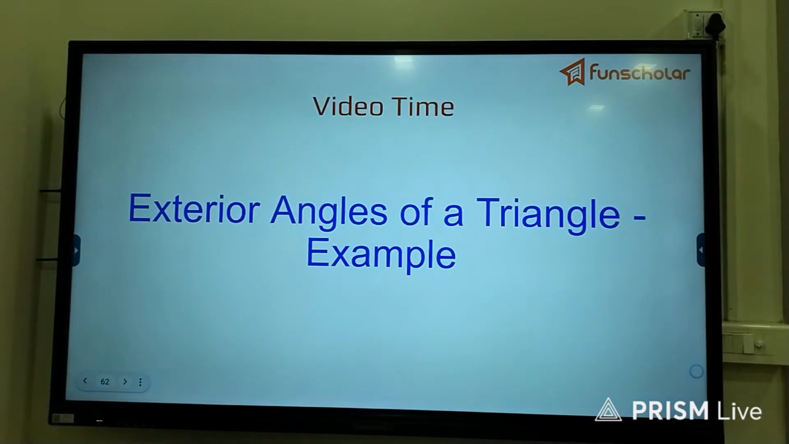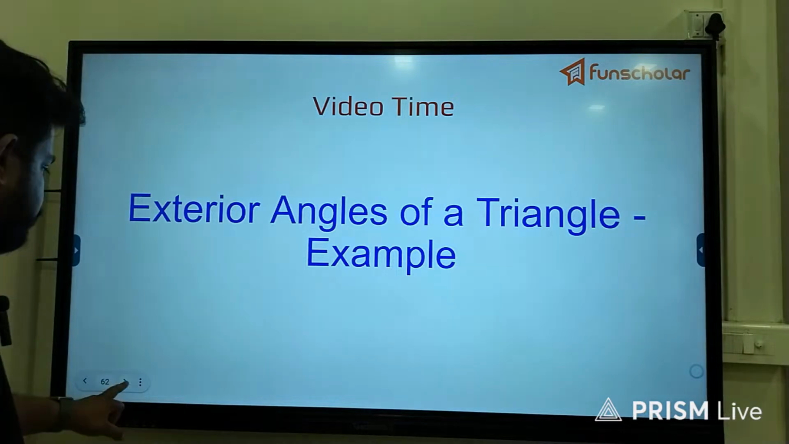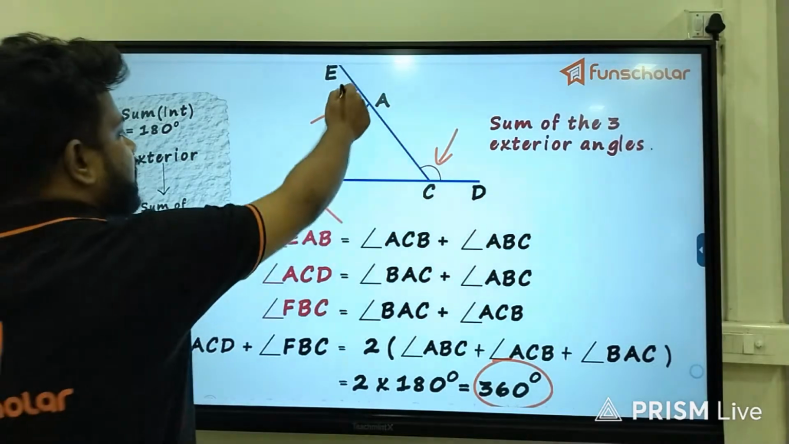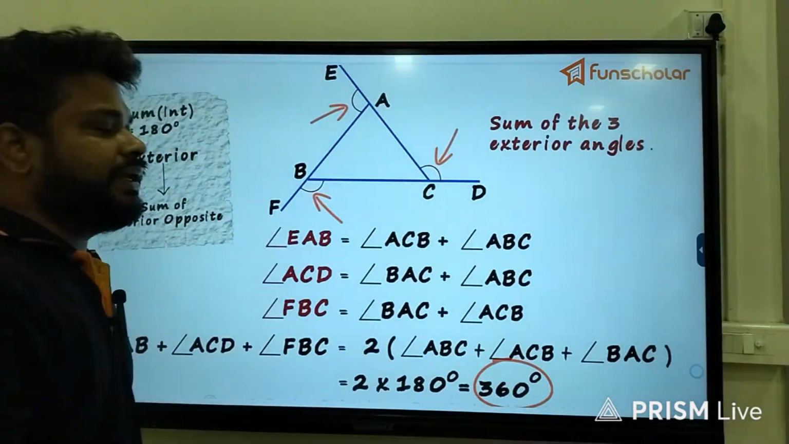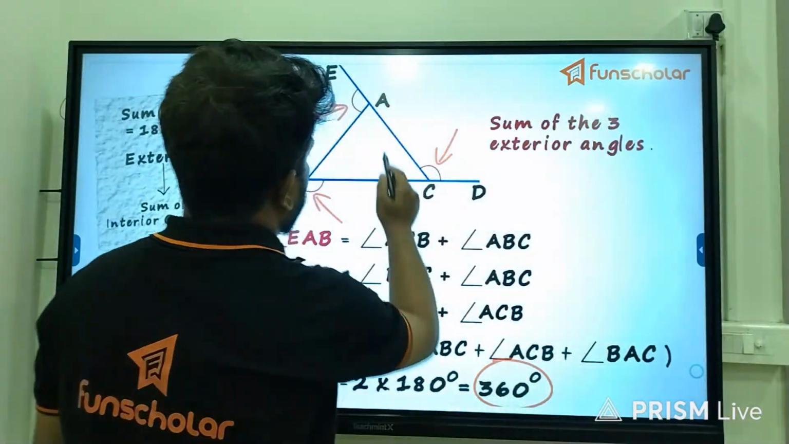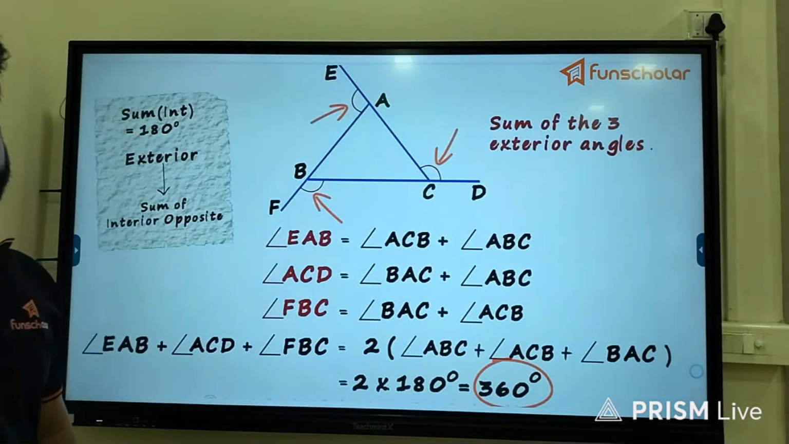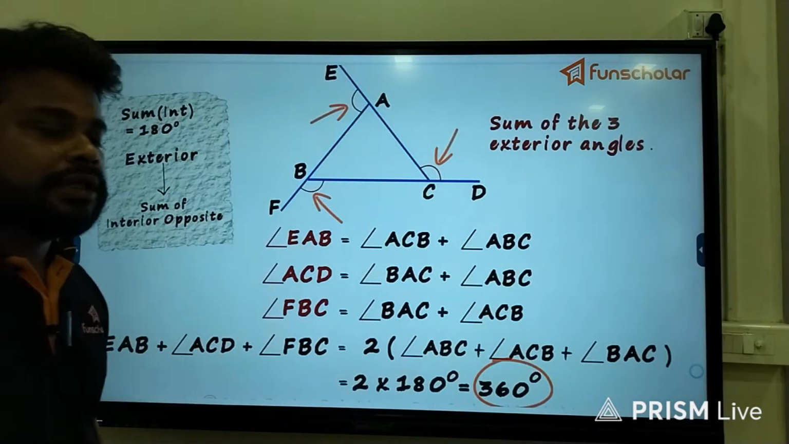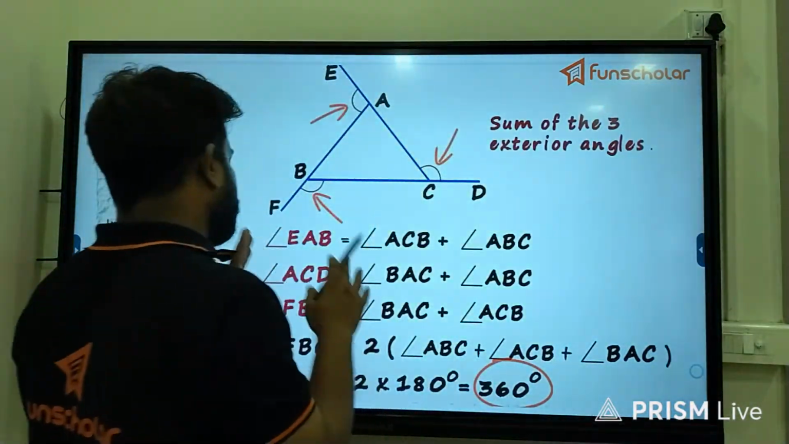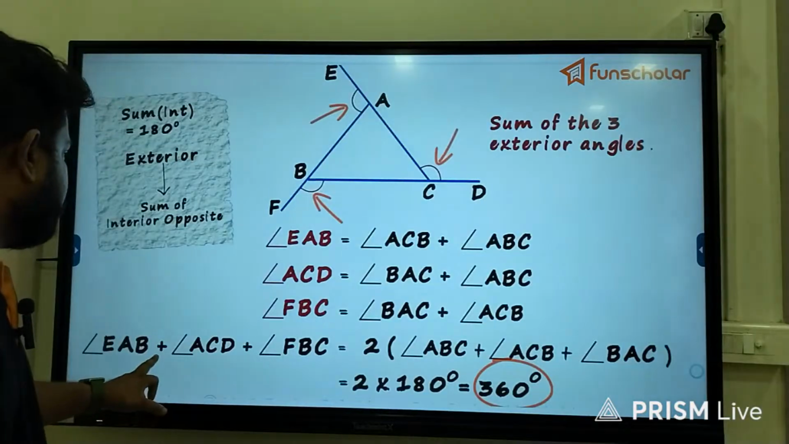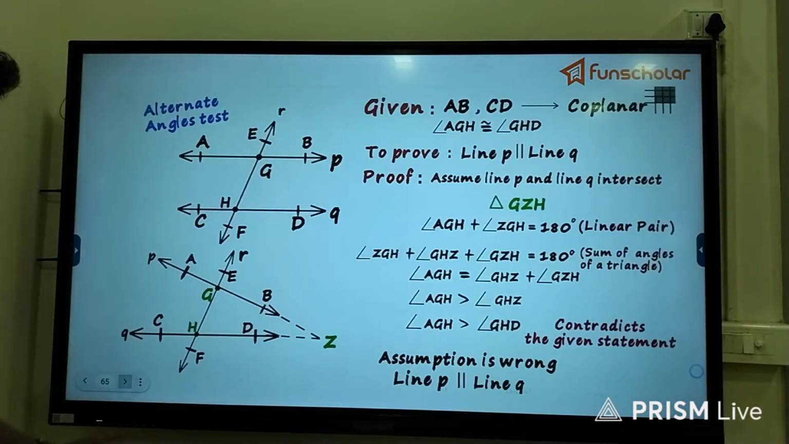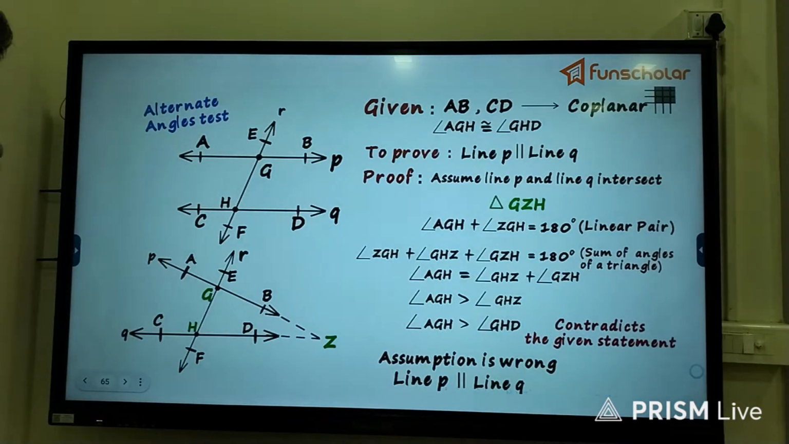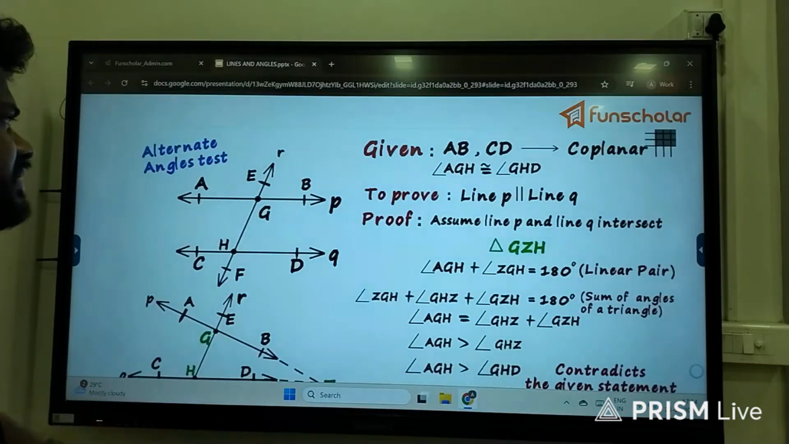Okay, next, exterior angles of a triangle. This is an example of the exterior angles. The sum of exterior angles will be 360 degrees, because we already know that the sum of interior angles of a triangle is 180 degrees. You have to remember this as well. So now we have the alternate angle test. It has a video also here, so let's watch the video because I have already skipped so many videos.